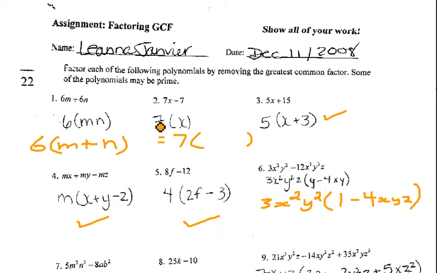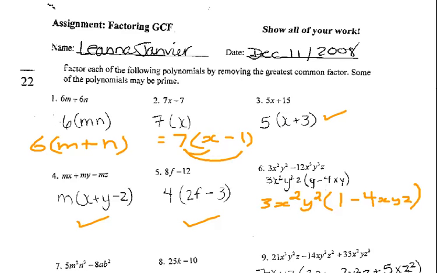For this one, the same thing. You have a 7 that's common to both terms, and you've pulled that out. That leaves you with an x, because 7x divided by 7 is left with x. And 7 divided by 7 leaves you with a 1. So again, we started with two terms, we have to end with two terms in our brackets. We can always check by multiplying it back. 7 times x is 7x, and 7 times minus 1 is negative 7. And that gives us what we started with.